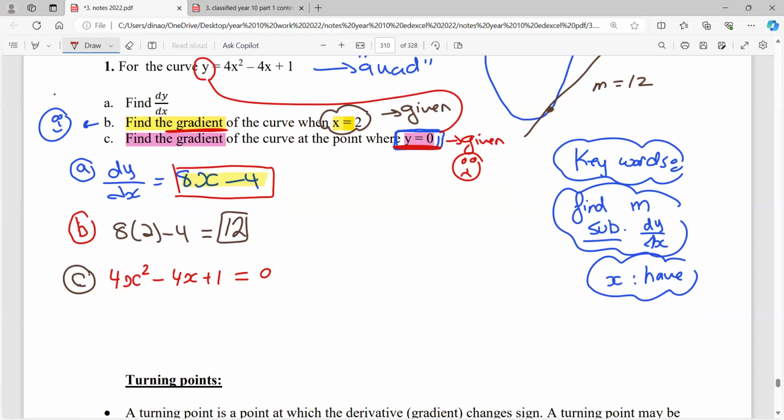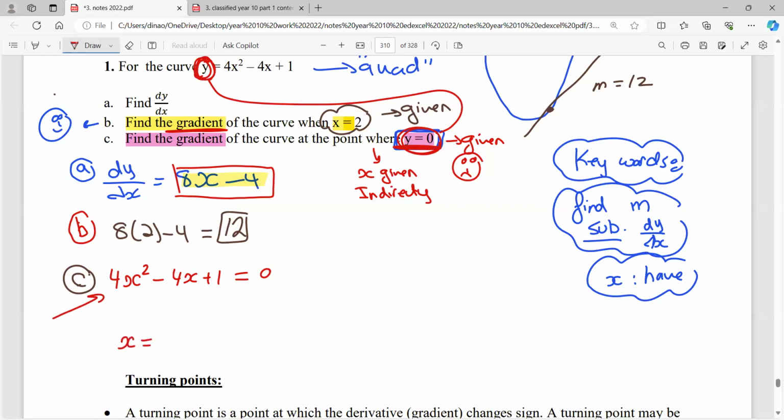So in question C, the x is given but it is given indirectly. What do I do here? I am given the y, so I took my y value and substituted it in the original equation, leading to this equation over here. Of course, quadratic equals 0, you immediately pick out your calculators and use mode 3. 4 equals negative 4 equals 1. Or you factorize, in short.